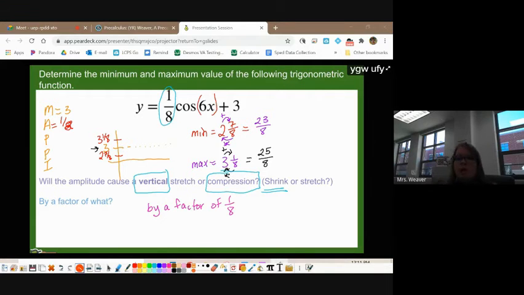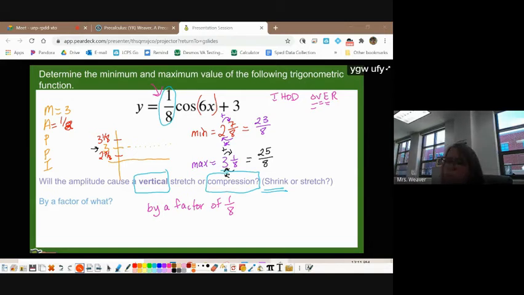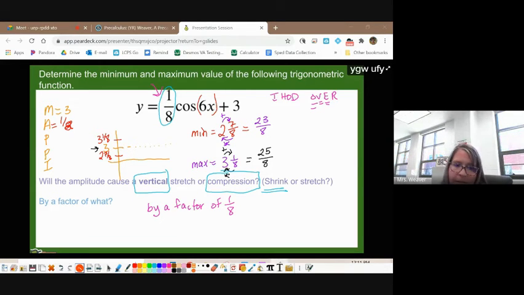Okay, so when we're talking about vertical, think about your IHOD over acronym for translations. Outside is exactly what it looks like, and it affects the vertical, okay? So this 1/8 outside here is what's affecting the vertical stretch or compression, and it's exactly what it looks like. So if it looks like 1/8, it is 1/8. Now, horizontal will be different. Horizontal will be the opposite of what it looks like, and that's what's inside with the X, and we'll look at that on the next screen, okay? Questions for me on this before we go look at horizontal shrinks and stretches?